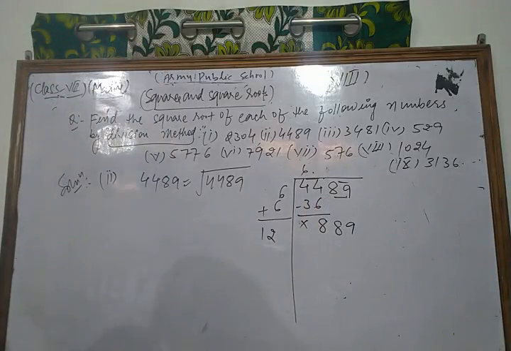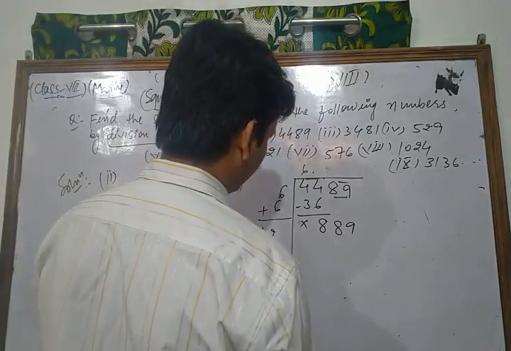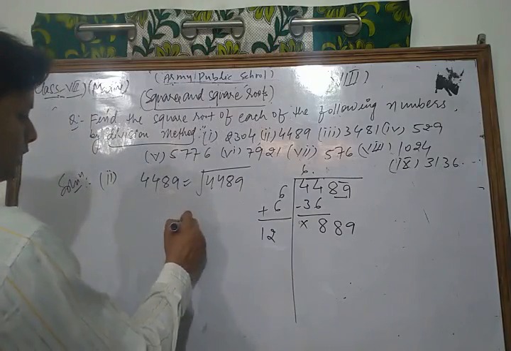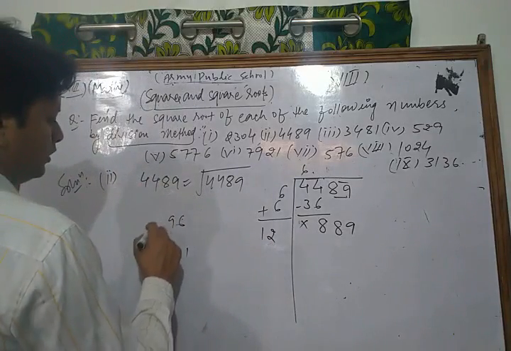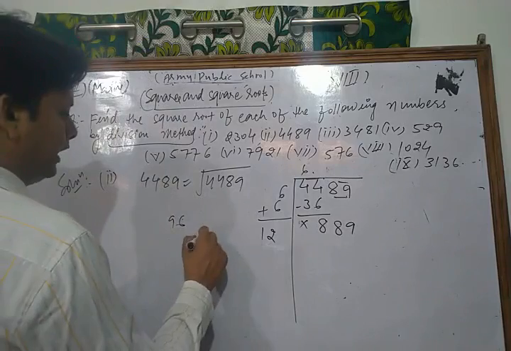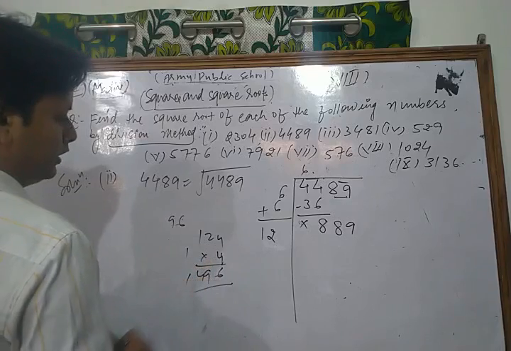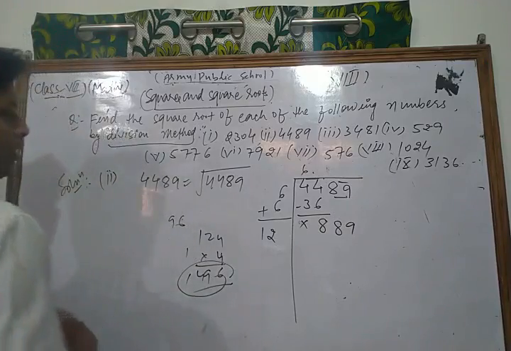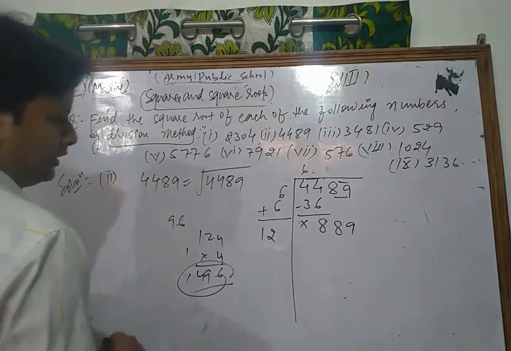Now let's see whether this is right. This one is 4 4 8 9. Now we have 889 left here. So let's see, if we take 4 times, 4 4 is 16, carry 1, and so on. Now if we take 6 times, 7 times, we take 7 times.